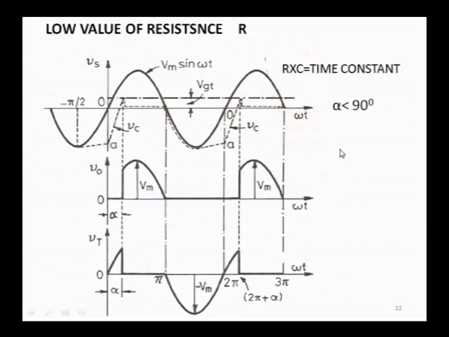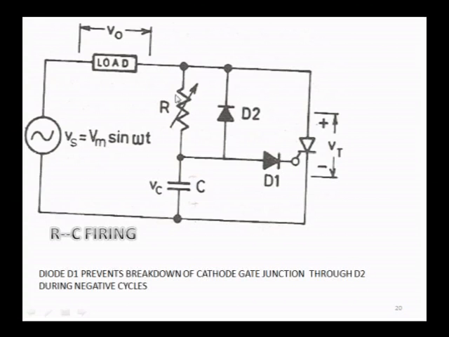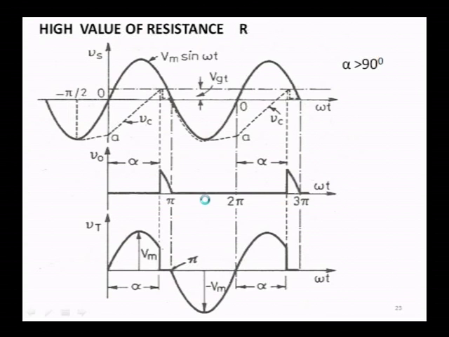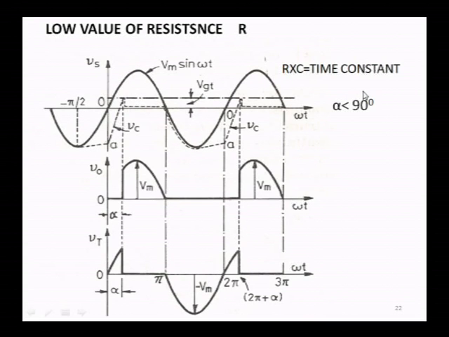So, you can decide these two values of resistance and capacitance to give the triggering time, the charging time. R into C, the product of resistance and capacitance, is the charging time. Now, this is alpha less than 90 degree. Now, our intention is that you have to fire this SCR beyond 90 degree.